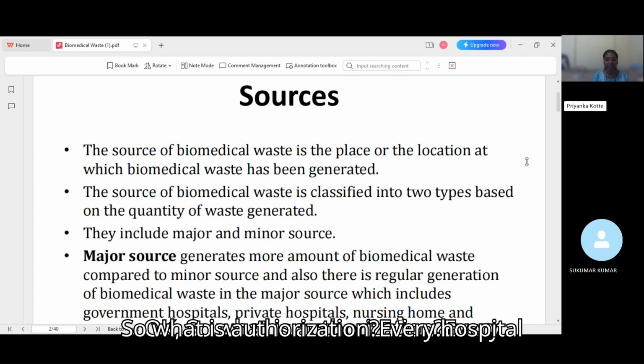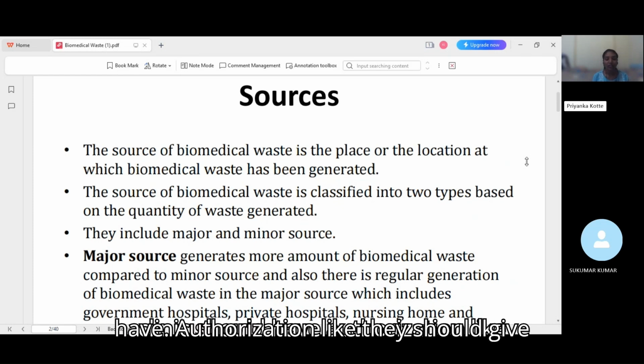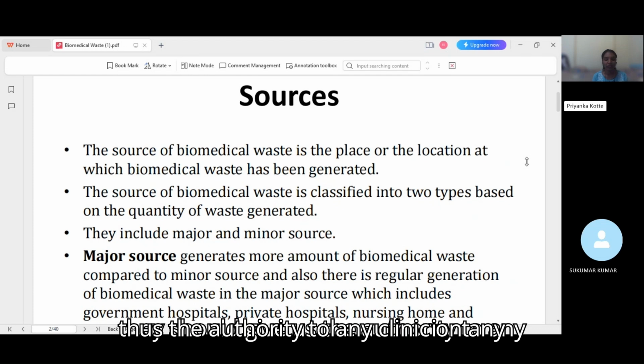Okay, so what is authorization? Every hospital or every nursing home or clinic should have authorization, like they should give us the authority to any clinic or any hospital.